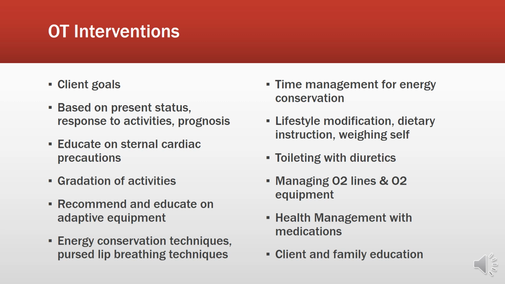Managing O2 lines and O2 equipment, being able to realize if we can maneuver just using, if they're hooked up to oxygen in the room on the wall, we would need to get extension lines for the O2 nasal cannula. And then if they're going to be ambulating outside of the room or into the bathroom, we need to get a portable oxygen tank to be able to maneuver those, to know how to work them, to set them to the right settings. Working with health management, addressing medications, making sure they're taken correctly, the correct amount and on time, and most especially that client and family education.